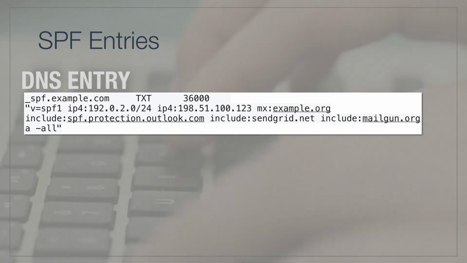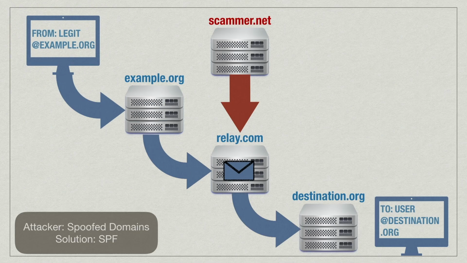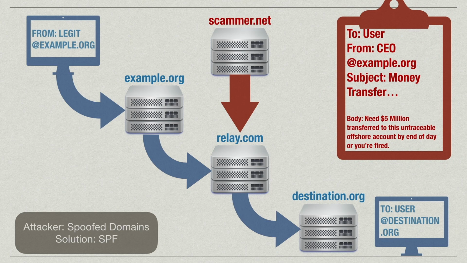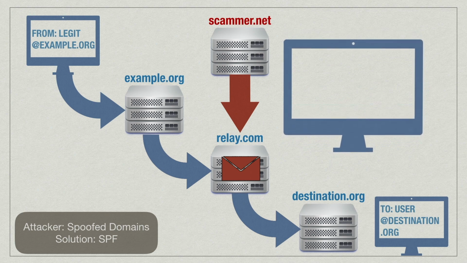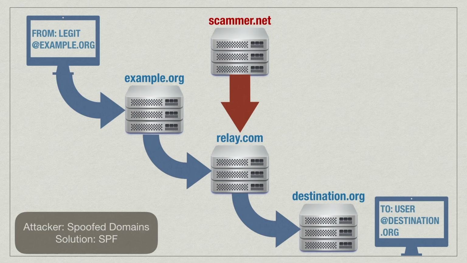Finally, the last section of the SPF record indicates whether or not anything that doesn't match this list should succeed or fail. If Relay.com is checking SPF records, it will check example.org's DNS records when it receives the message from scammer.net. In this example, example.org has not authorized scammer.net to send on behalf of example.org. So, Relay.com should reject or quarantine the message. In this way, it never gets to destination.org.